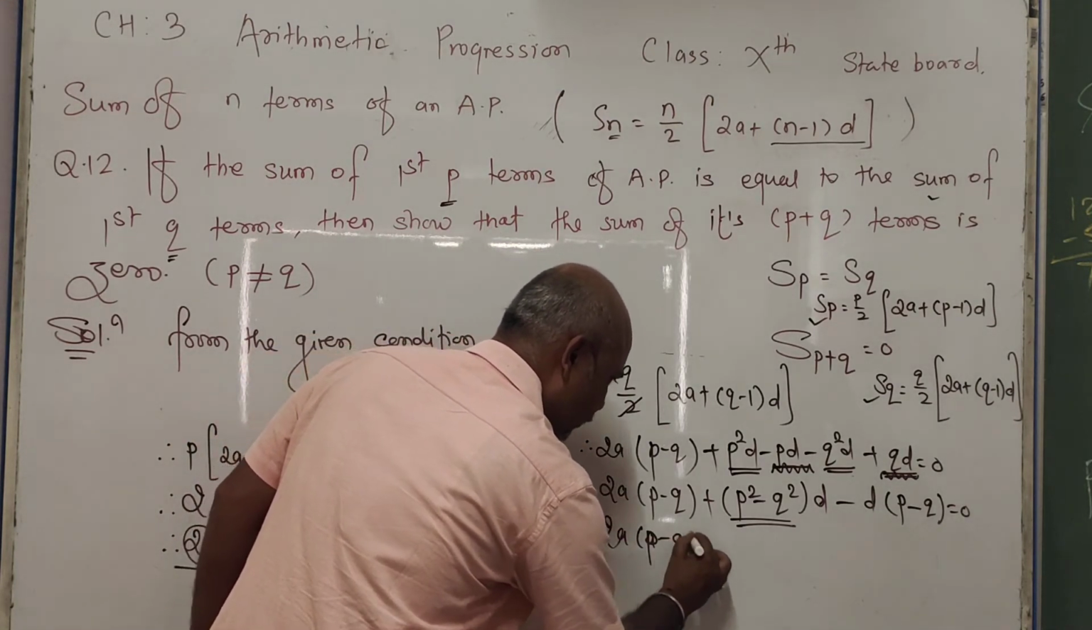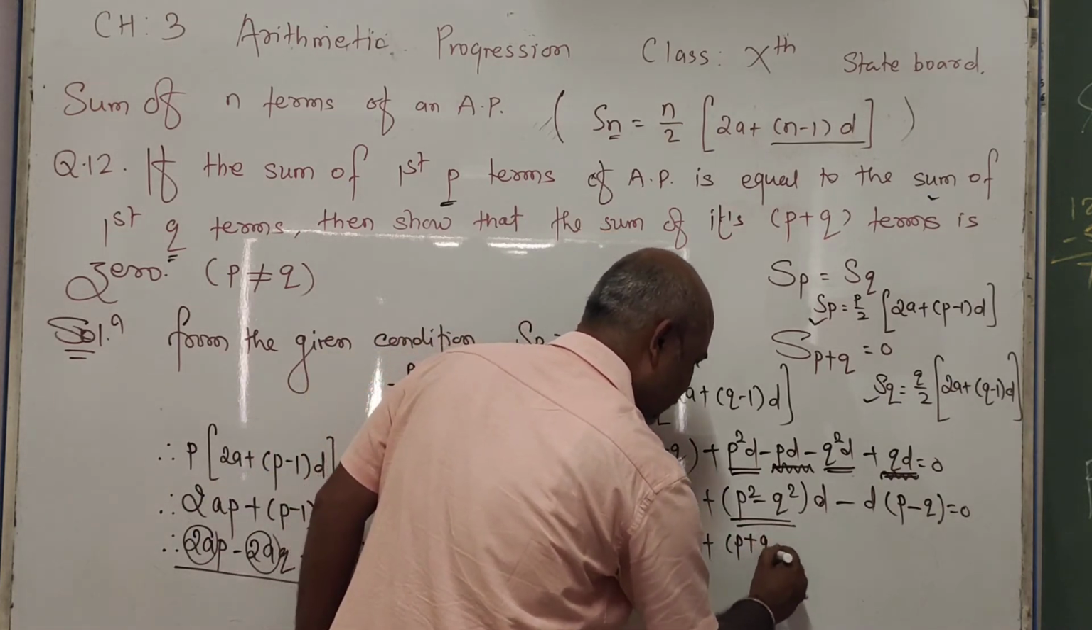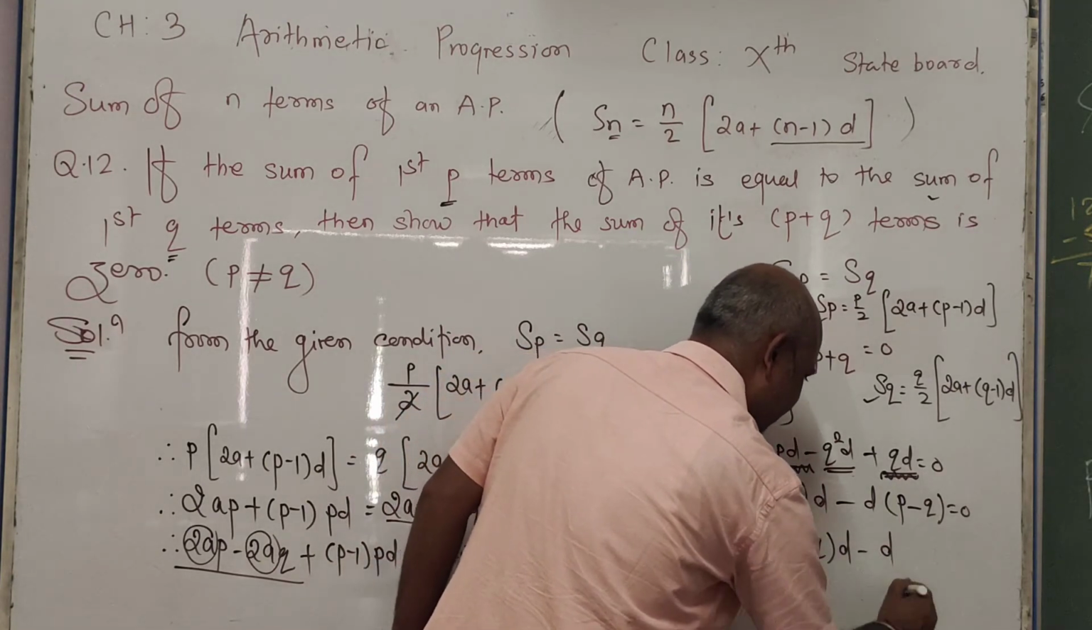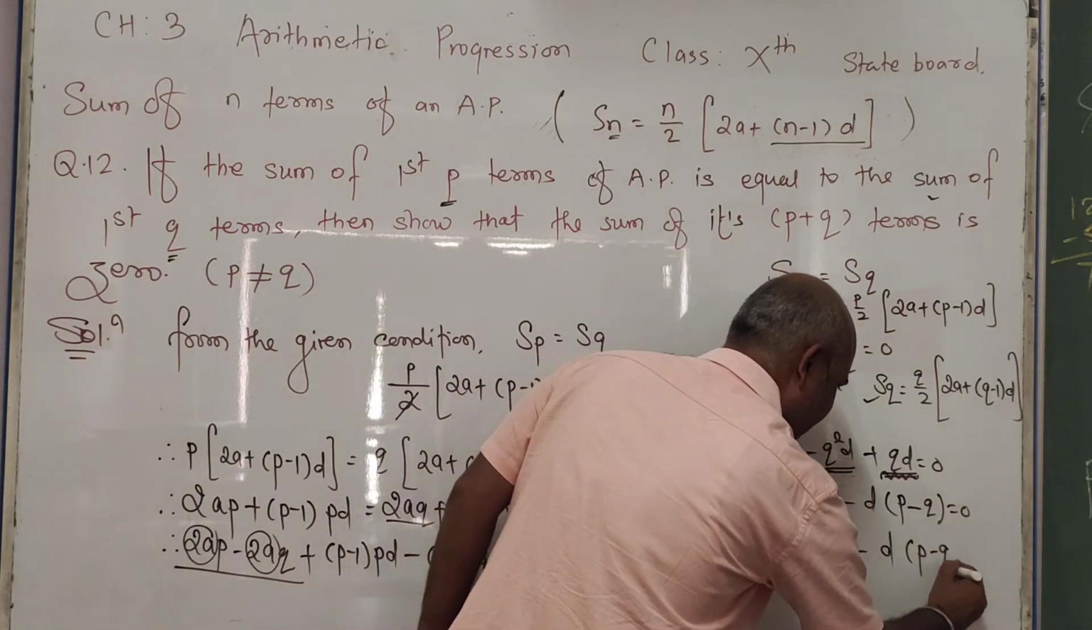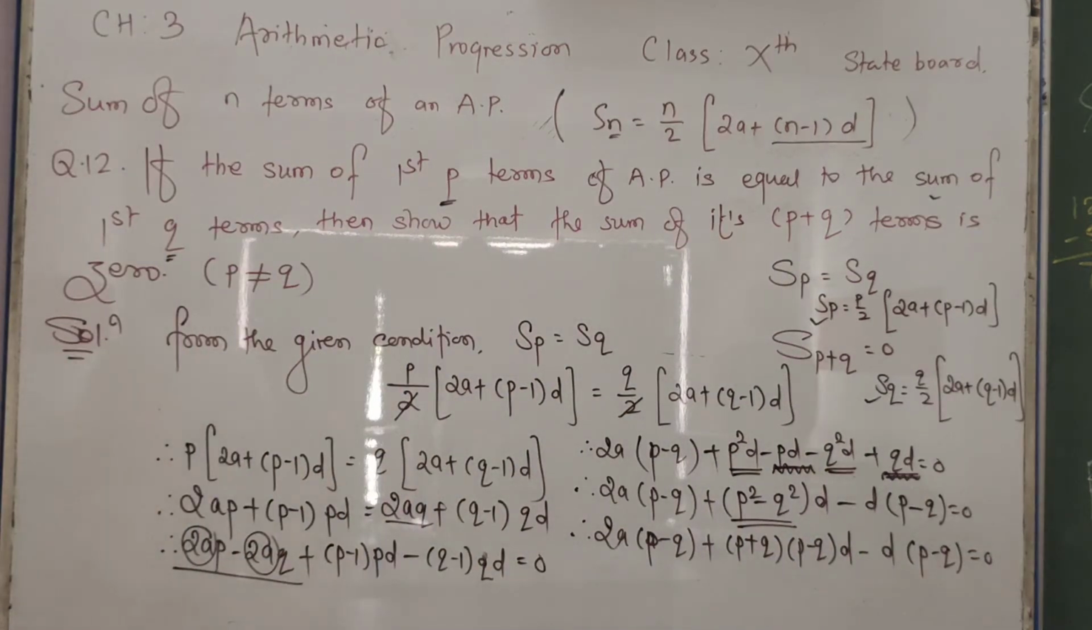p minus q plus, this will be p plus q and p minus q into d minus d p minus q is equal to 0. So here you have just substituted the value of p square minus q square, and this p square minus q square is written as p plus q and p minus q.